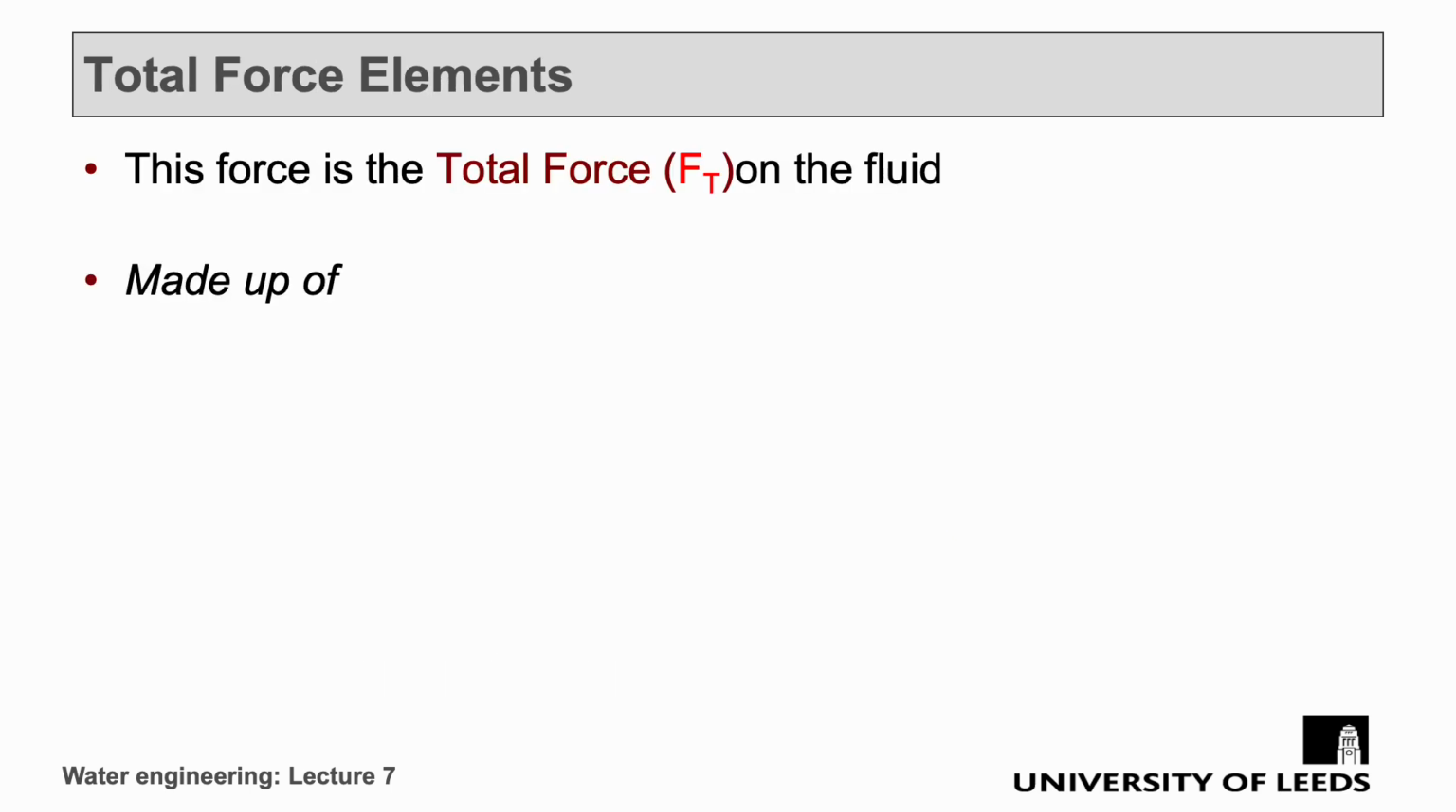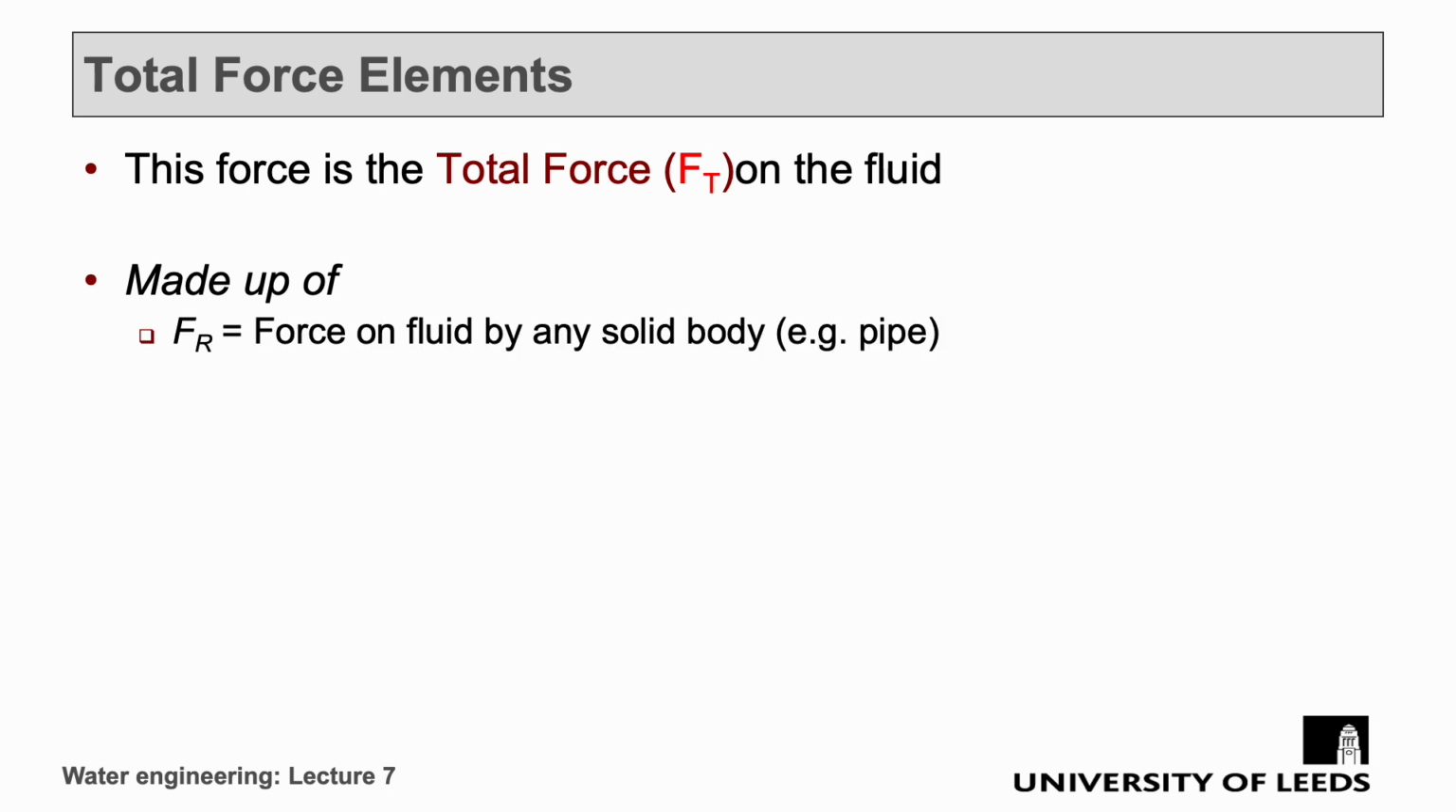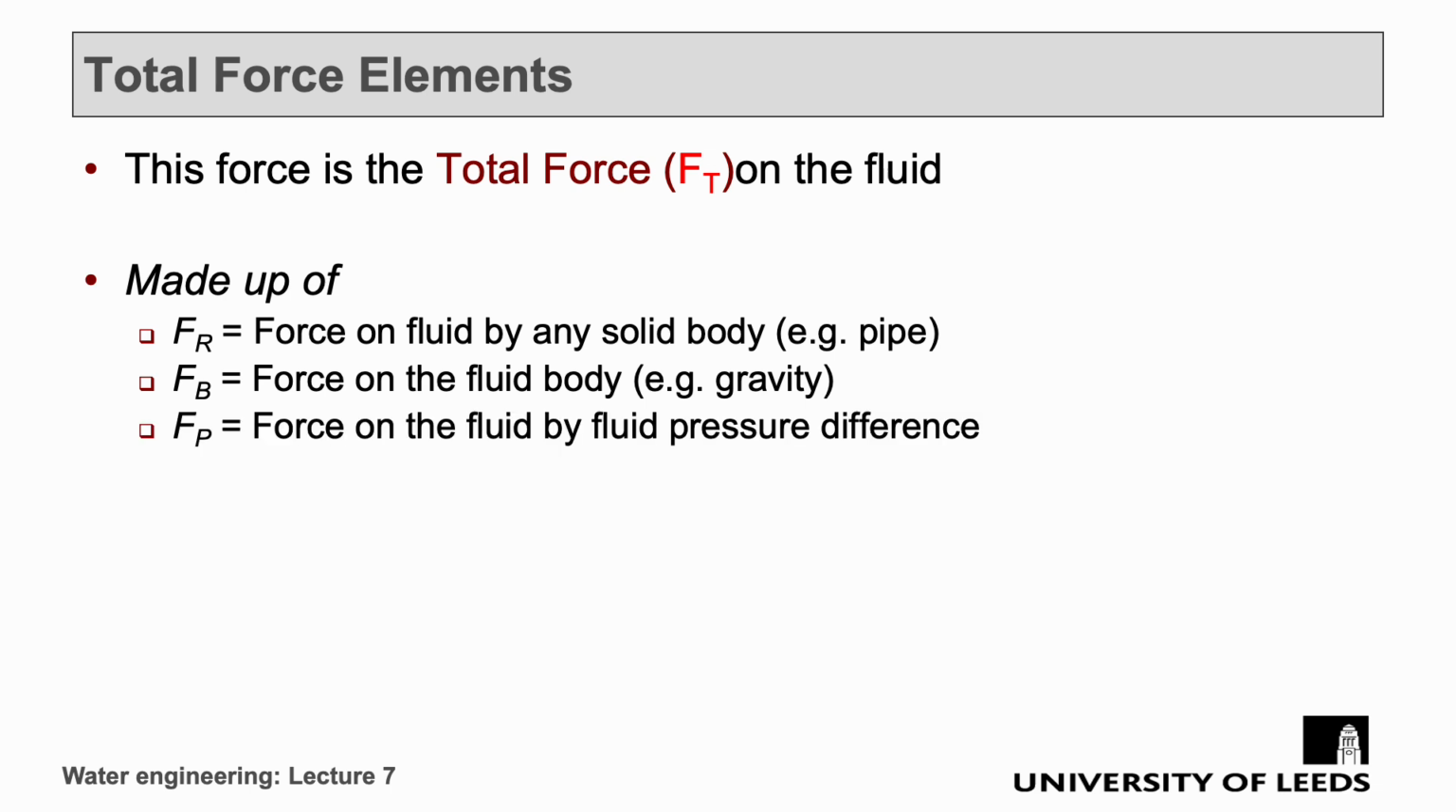Now I said we've got a total force, and we can break this down into a force on any solid body, e.g. a pipe, a force on the fluid body, e.g. gravity, so the weight of the fluid, and the force on the fluid by any pressure difference, the pressure force, Fp. So we say that this total force, rho Q (u out minus u in), is equal to these three components. This is quite convenient. It's often FR that we want to calculate, the force that the fluid is causing on the bend or any structure.